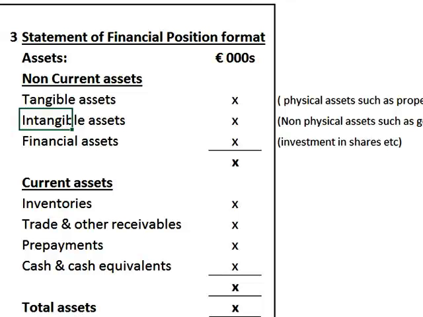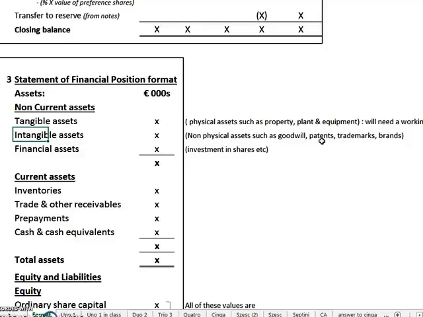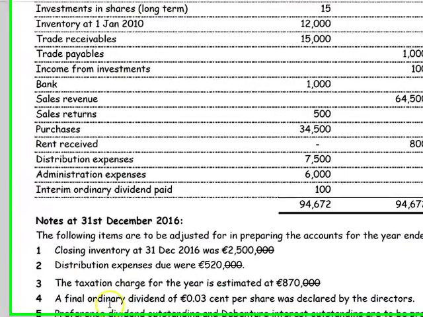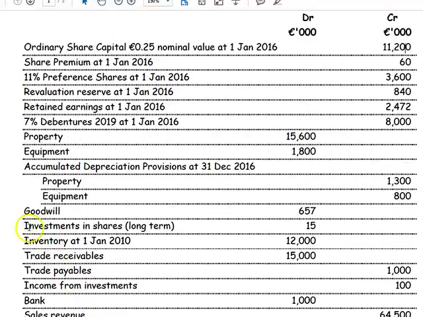Patents gives you the right to be the sole distributor or sole manufacturer of a certain product for a period of time, if you're the first there to invent it, and that's worth a lot of money. Goodwill: if you pay more for a company than its physical assets are worth, well then what did you pay? Why did you pay that extra bit of money? And the reason is, in accounting, it is classified as goodwill. And financial assets are investments in shares. And intangible assets, generally, you're going to pick up quite easily in a question. It should say something like here, investment in shares. That would be financial assets. And there'd be 15.